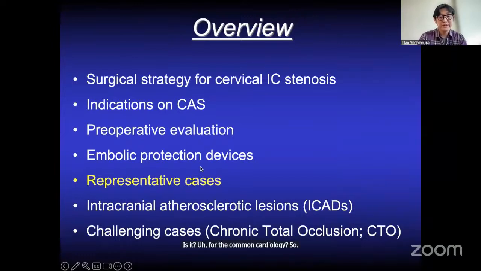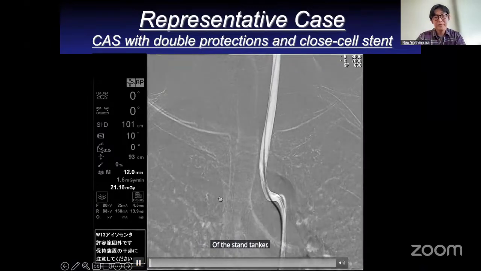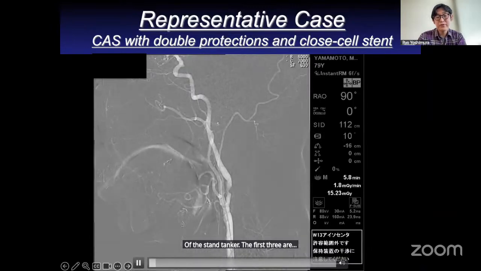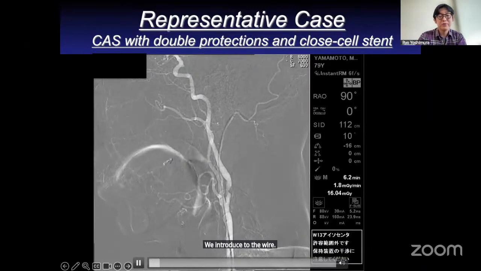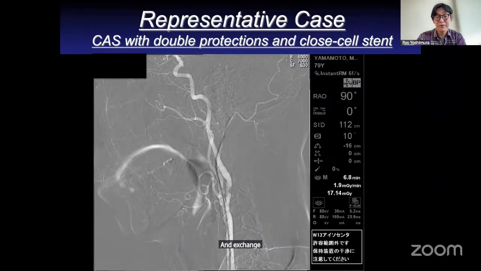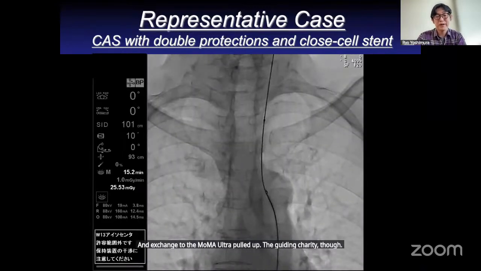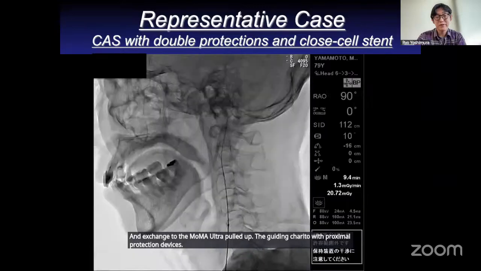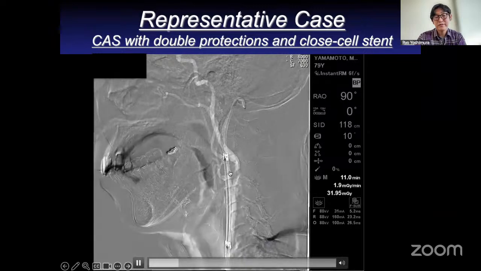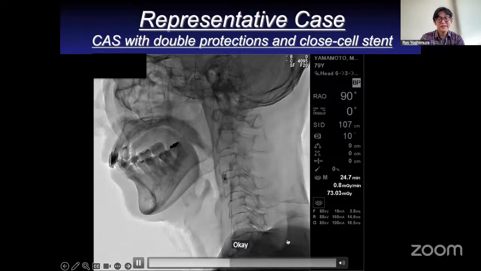So let me show one case of carotid artery stenting. First, we introduce the wire to the occipital artery and exchange to the MoMA Ultra, the guiding catheter with proximal protection device. This is a MoMA Ultra. And adjust the position.